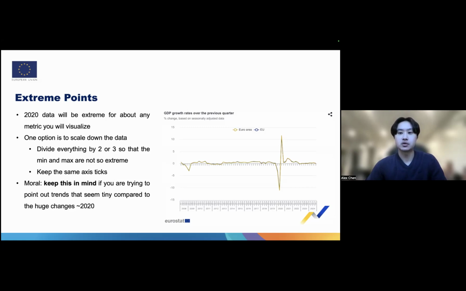But yeah, the moral here is just keep this in mind if you're trying to point out trends that seem tiny compared to the huge changes around 2020, because visually you're seeing 2020 dominate, right?